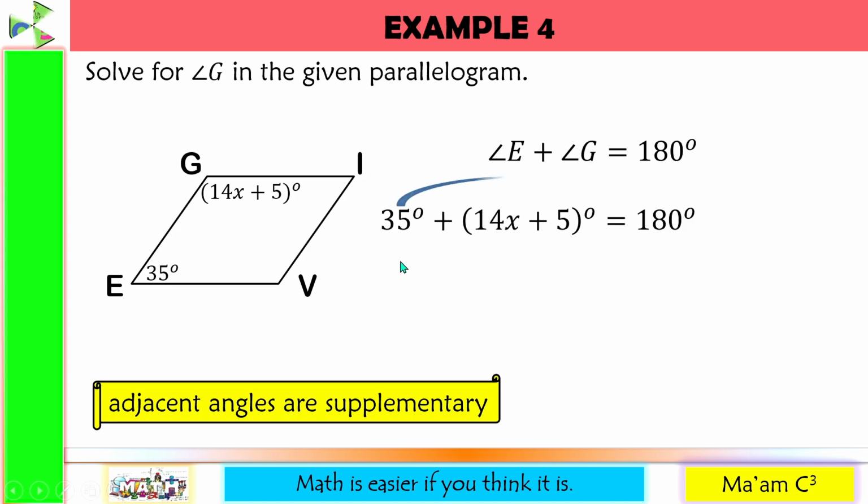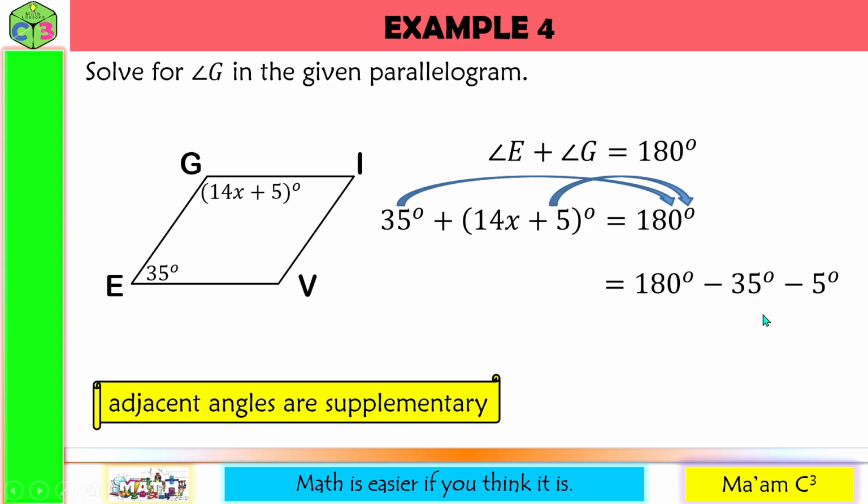Let us move 35 degrees on this side. This will become 180 degrees minus 35 degrees. Let us also move this 5 here, and this will become minus 5 degrees. What is left here is 14x. 180 degrees minus 35 degrees is 145 degrees. Minus 5 degrees is 140 degrees.